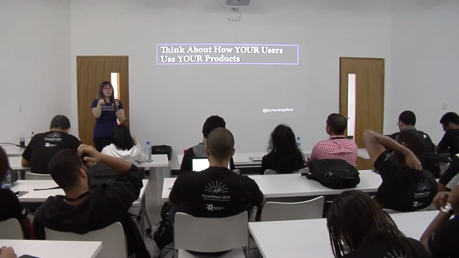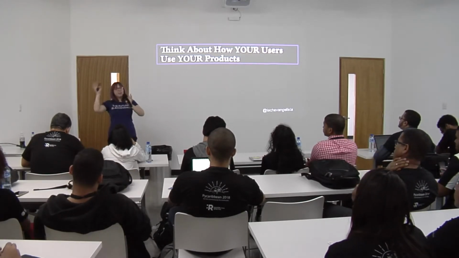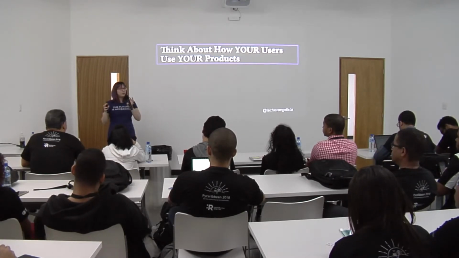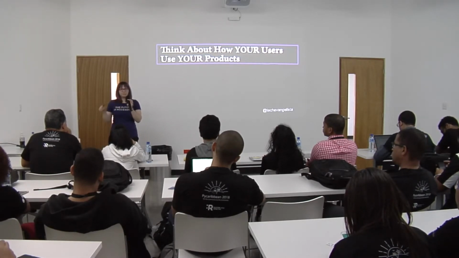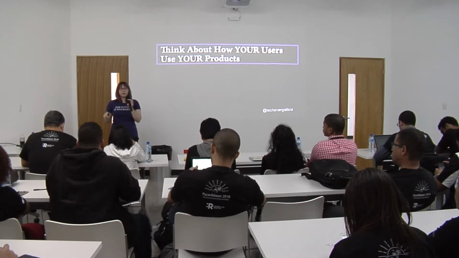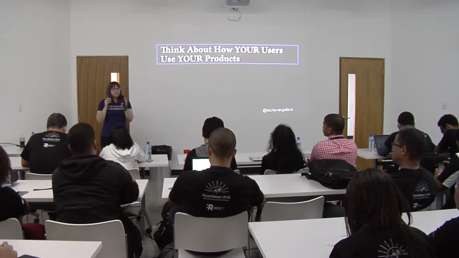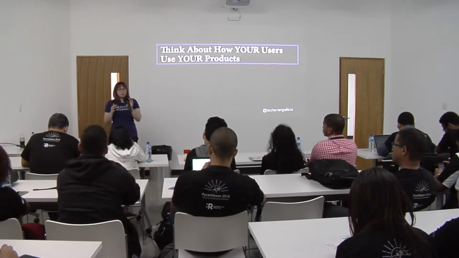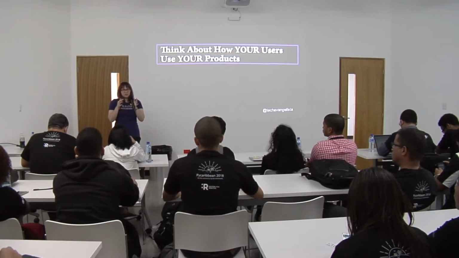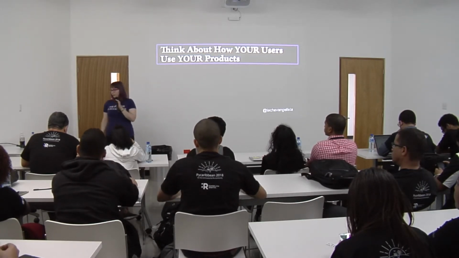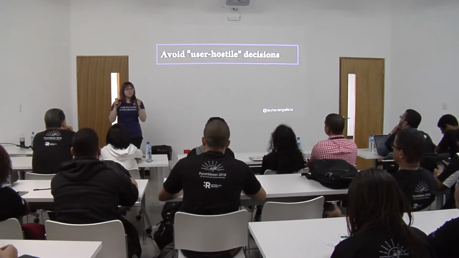And you can think about how your users use your products, because it's not so much about the average user or the general user, it's also what are they doing on your app? What is your site for? What would be the user flow that your users would do? And then optimize it for that, knowing that your site is probably different than other sites in at least some small ways. You can avoid what's called user hostile decisions.